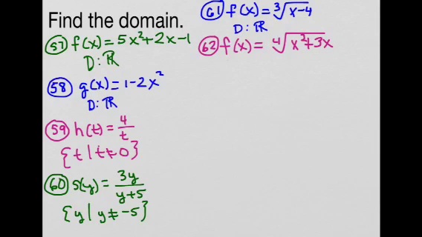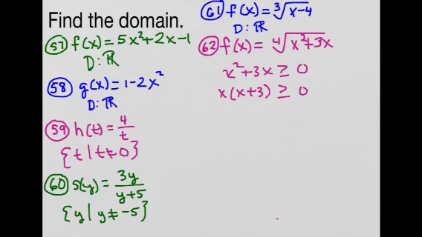Okay, so 62 is another radical function. The index here is an even number, 4. So we're looking at the fourth root of x squared plus 3x. So with this function, we have to be careful about what goes inside the radical. We have to ensure that it's greater than or equal to 0. So I'm going to say x squared plus 3x has to be greater than or equal to 0. So one thing we could do with this quadratic is factor. I can factor out an x. Again, remember it's greater than or equal to 0.